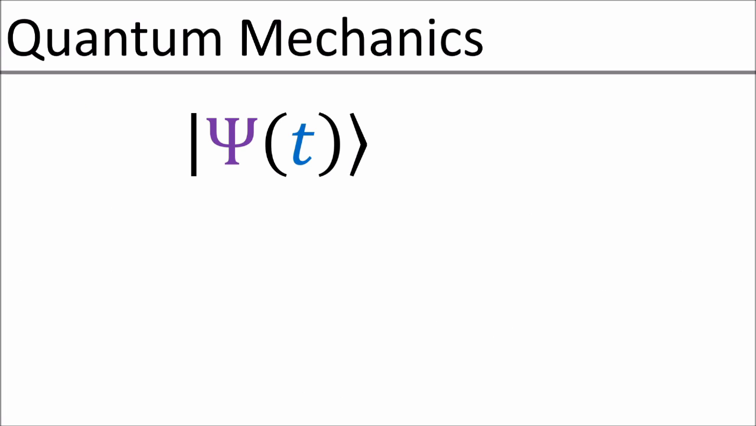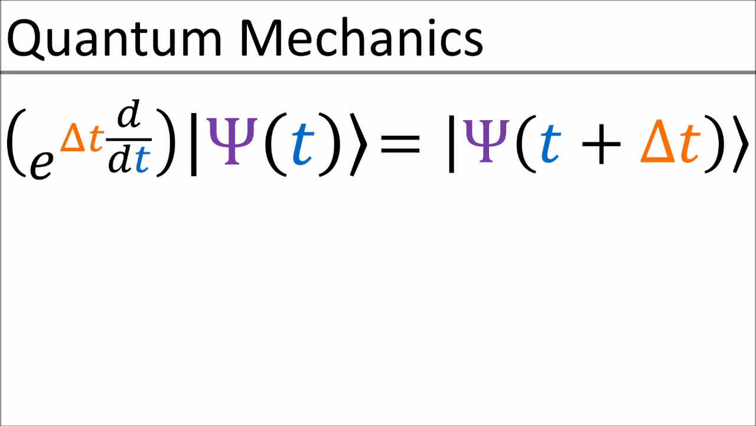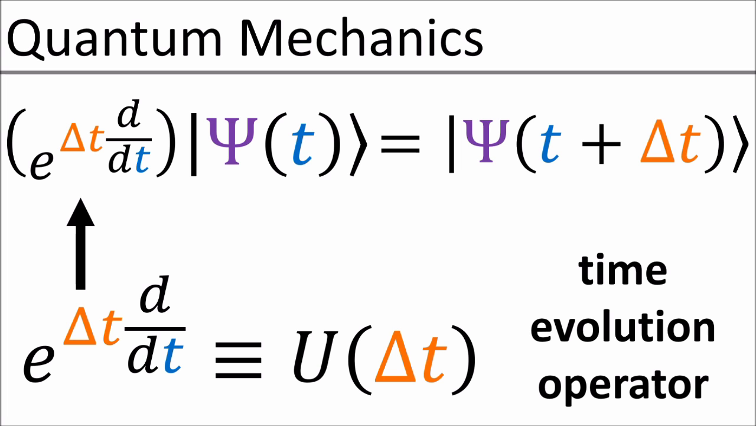So if we have a state vector psi of t, and we operate on it with e to the delta t times the time derivative operator, we shift the state psi of t forward in time by delta t. We call this exponential the time evolution operator, and we denote it by U.